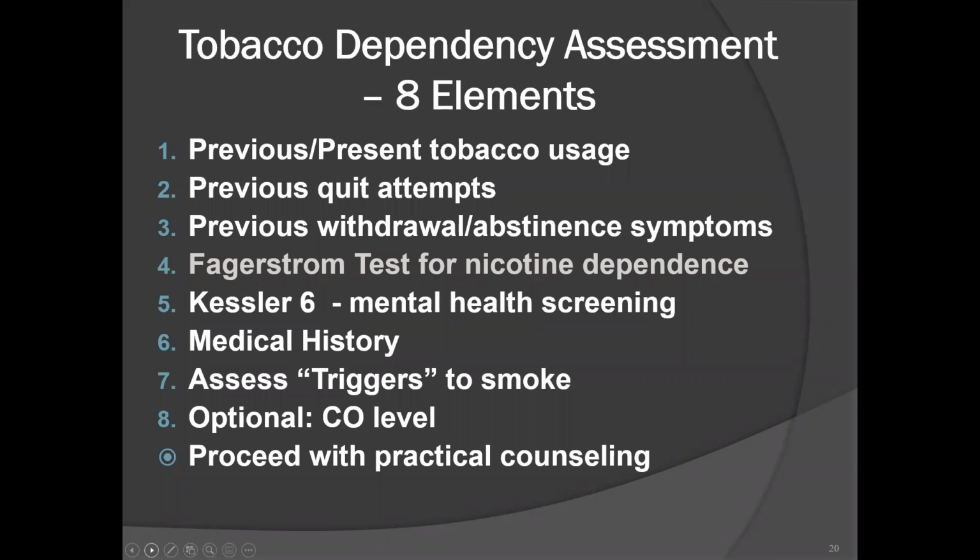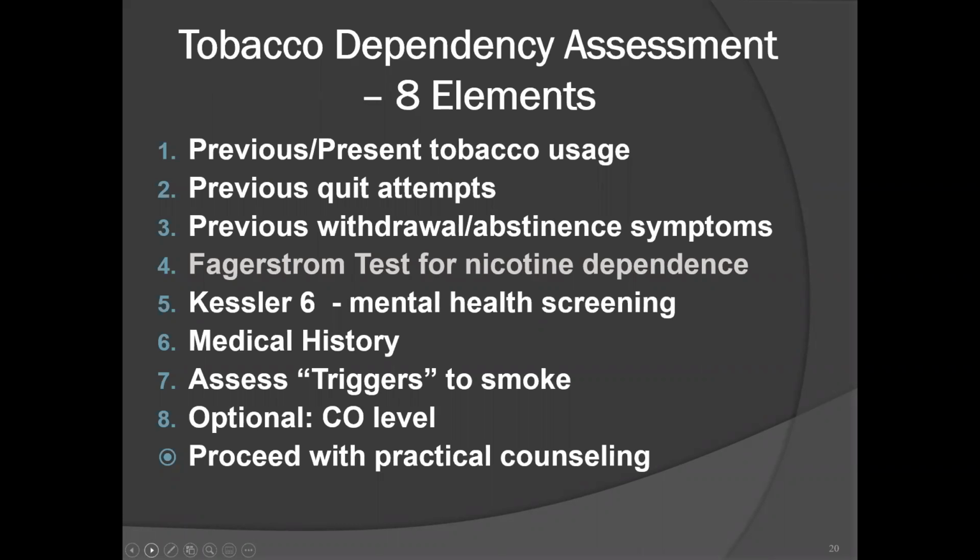So it's previous and present tobacco use. I'm not saying you need to hook them up to a lie detector test, hook electrodes up to their head. No. But just try to get the real deal, and if the wife is saying something different, don't embarrass anybody, but try to get to the truth. That way it's going to be more helpful in helping the patient help themselves quit smoking. Previous quit attempts: how many, how did they go, what happened, why weren't they successful, what was happening when you relapsed. Previous withdrawal and abstinence symptoms.